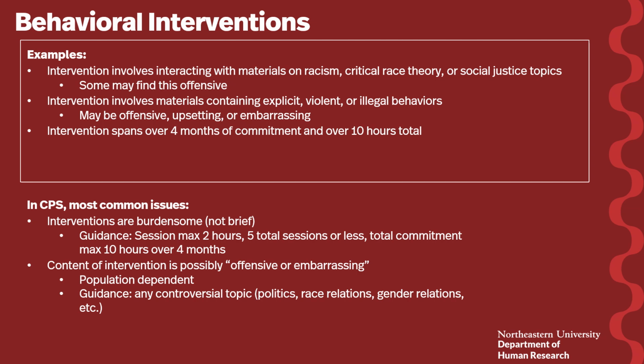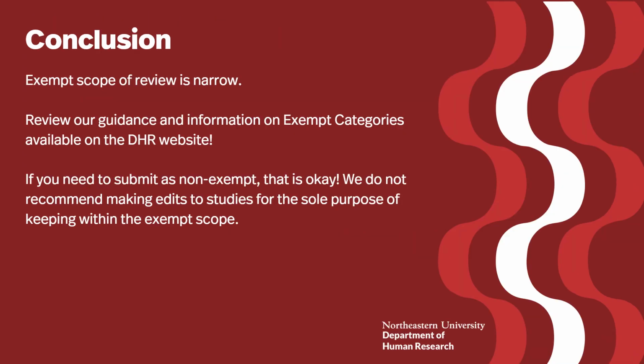To provide some specific examples, interventions involving materials on racism, critical race theory, or social justice can often be considered offensive, and interventions involving materials containing explicit content, violent content, or illegal behaviors are definitely considered to fall outside the scope of exempt review. And that concludes the top 5 study components in CPS that can bring a study out of exempt review.